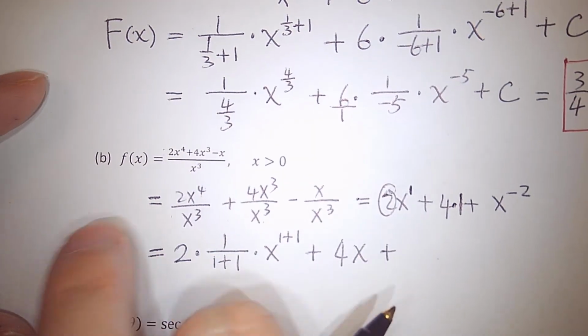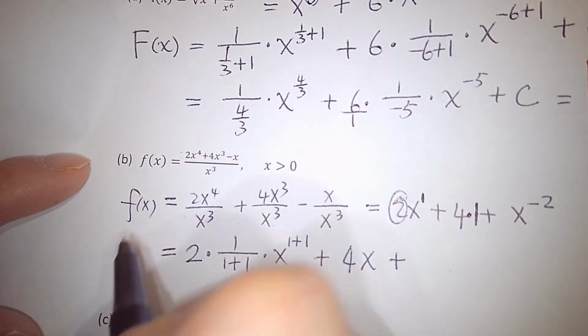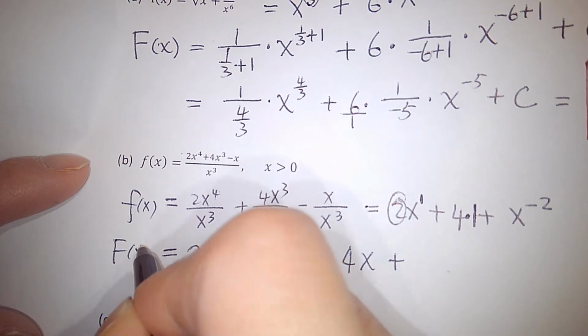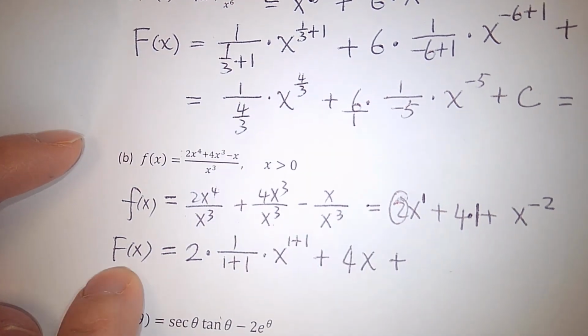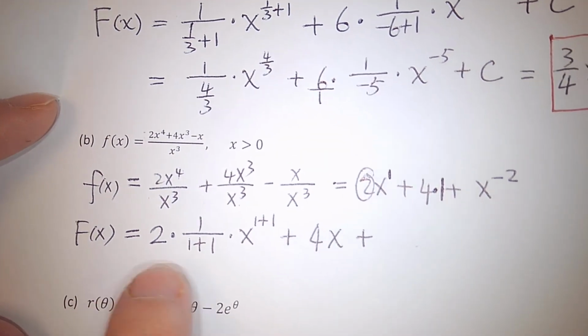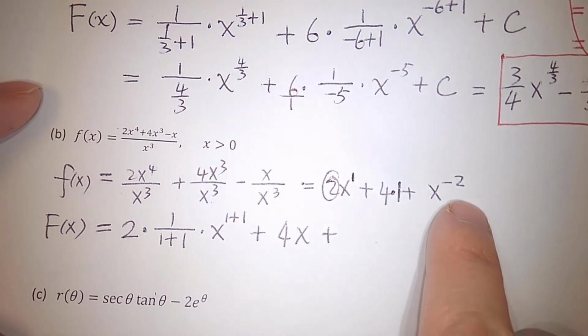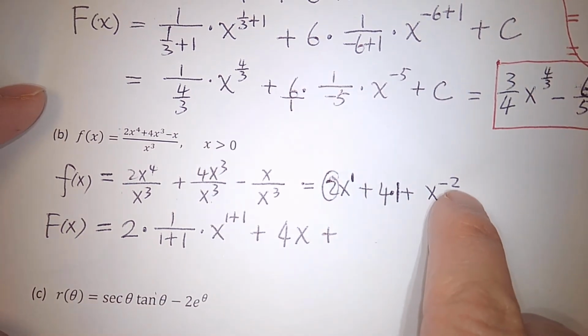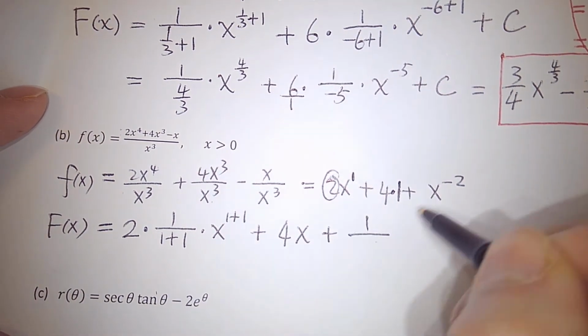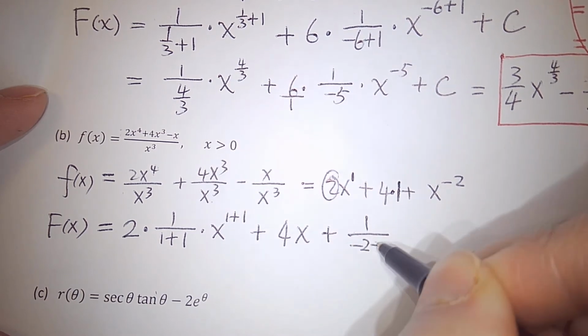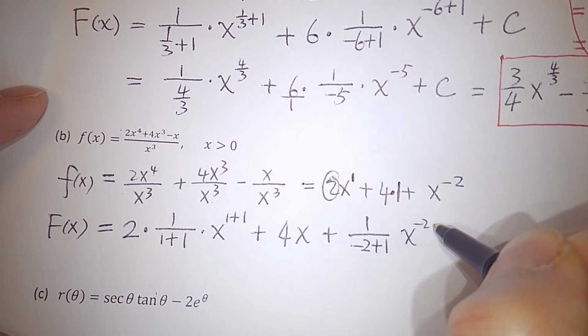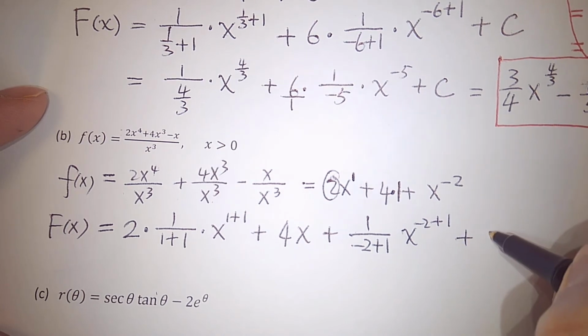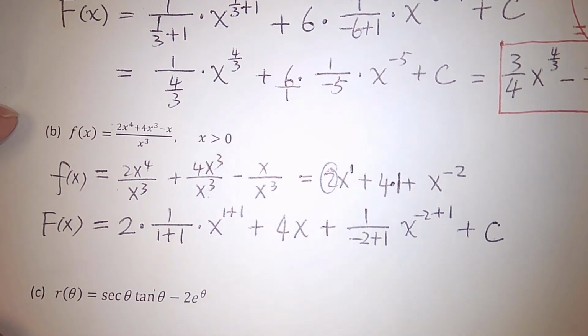Okay, so this is f of x. Now we're talking about capital F of x. We're computing the antiderivative. So capital F equals... Alright, so what is the antiderivative of x to the negative 2? 1 over n plus 1 times x to the n plus 1 power. Don't forget to add the constant c, right?